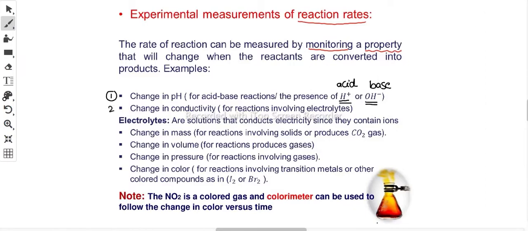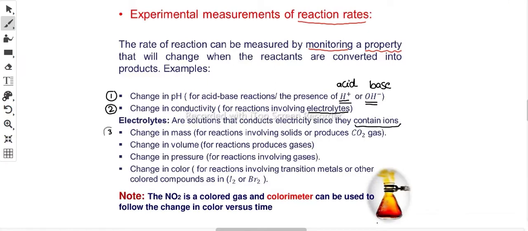The second experimental method that can be used is the change in conductivity. When can I use conductivity? It is when the chemical reaction involves electrolytes. What's the meaning of electrolytes? Electrolytes are solutions that conduct electricity. The question is why they conduct electricity? Because they present ions. So if there are ions inside my balanced chemical equation, I can follow the change in the conductivity.